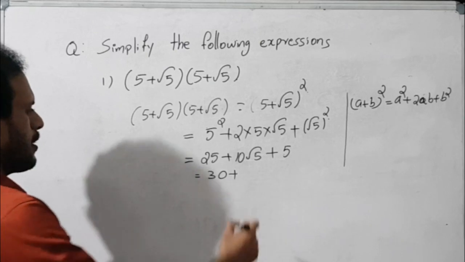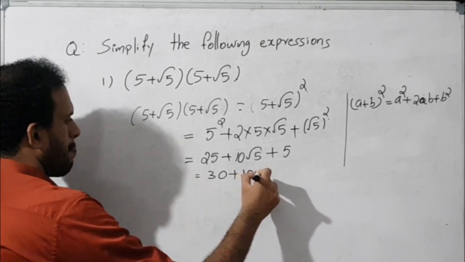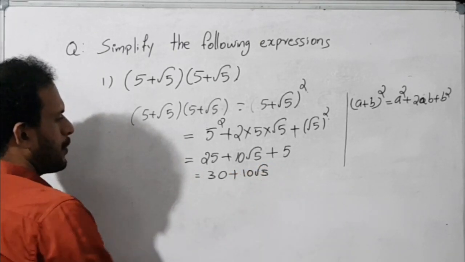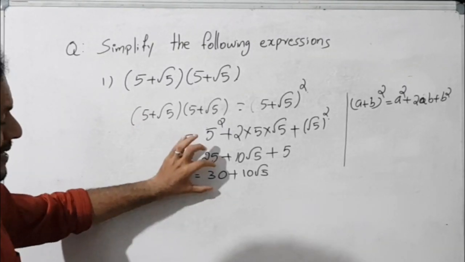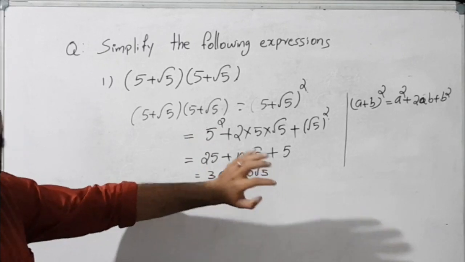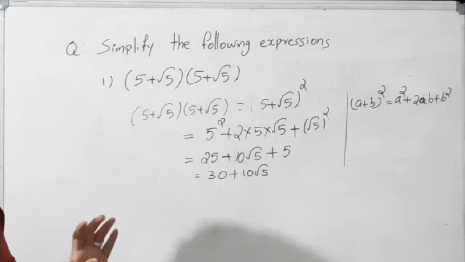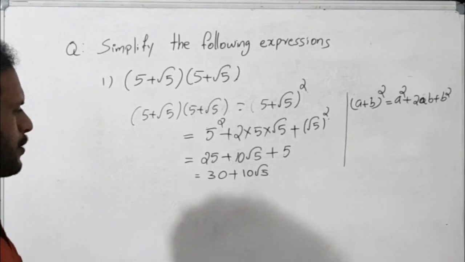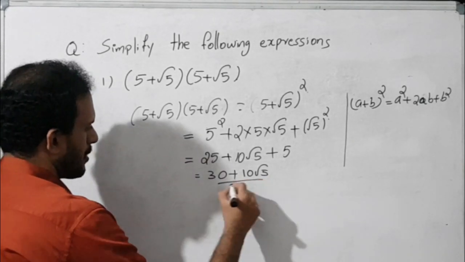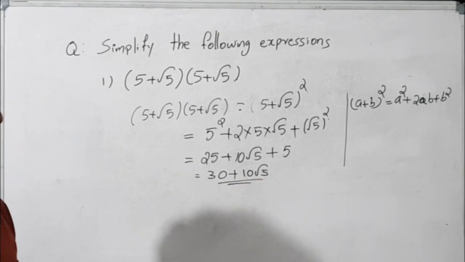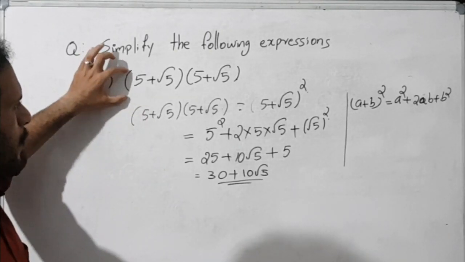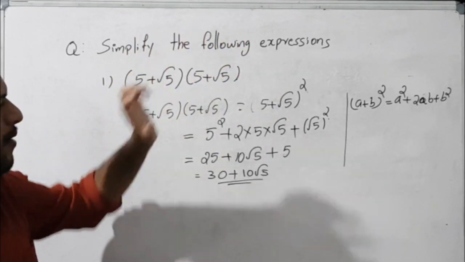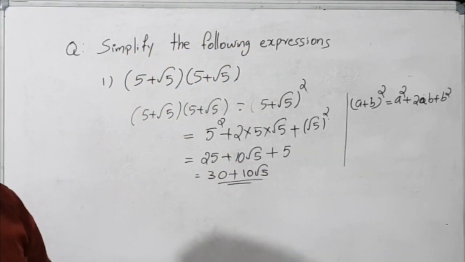So the next one is 10 root of 5. Is it possible to add 30 and 10 root of 5? No, because 30 does not contain the irrational root of 5. So this is not possible to add, so we stop the work here. And what is the answer? The answer is 30 plus 10 root 5. So 5 plus root 5 whole square is equal to 30 plus 10 root 5.